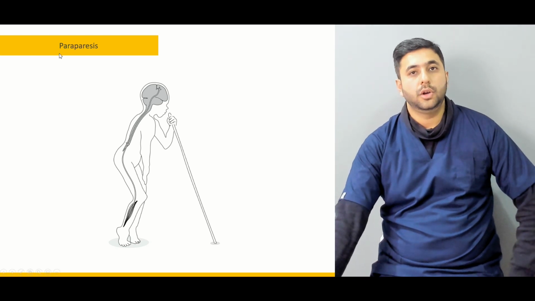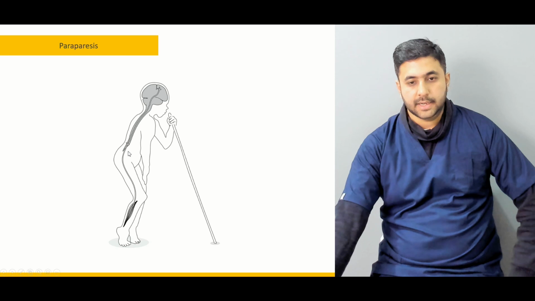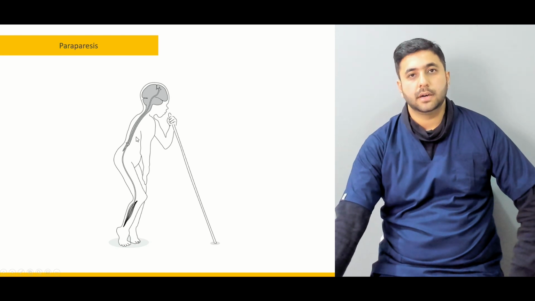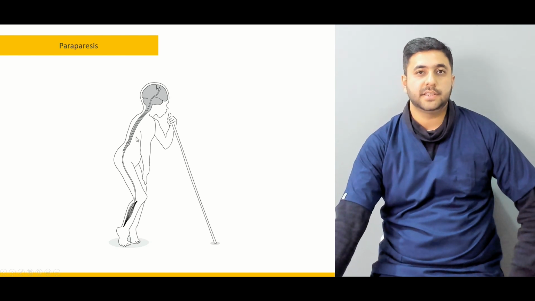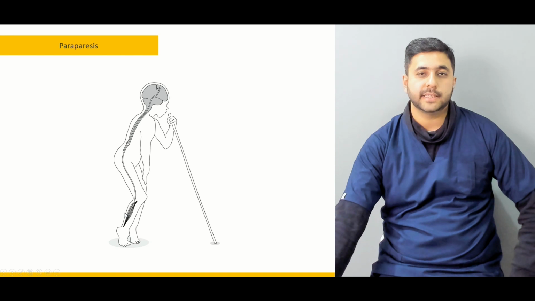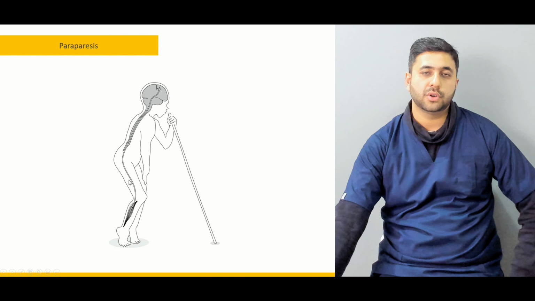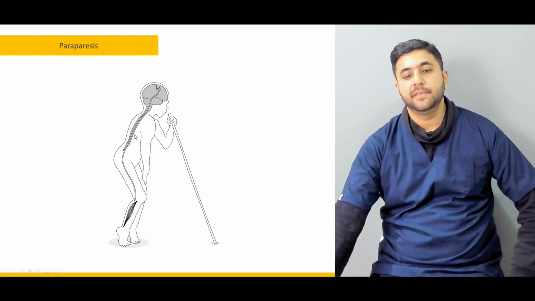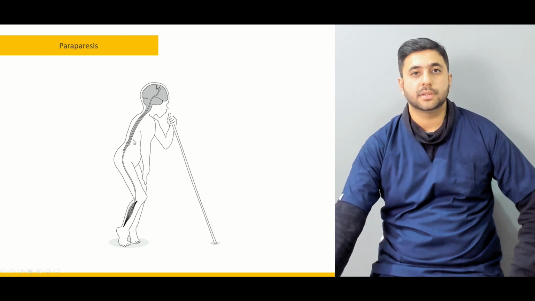Paraparesis generally is a lower motor neuron problem. Depending on the level of the spinal cord at which the lesion is, we have varied representations. And with the help of a neurological examination of the legs and concomitant motor and sensory examination, we can very confidently pinpoint the lesion to the spinal cord.